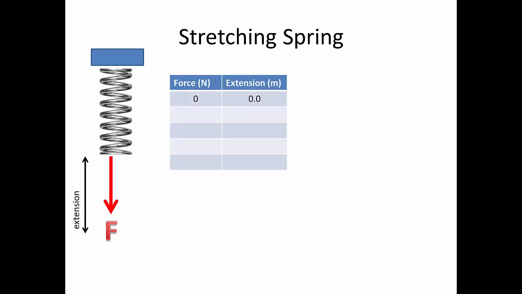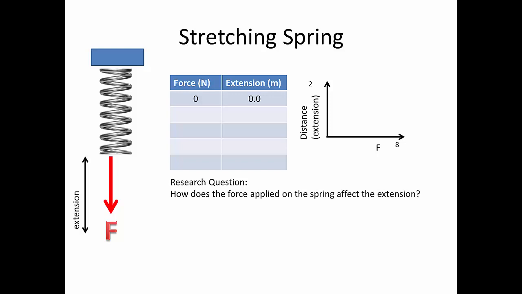What we're going to do is plot a graph of force against extension. This is the graph. Force on the horizontal axis, that's the thing we change, and extension will be on the vertical axis. So the research question is this: how does the force applied on the spring affect the extension? So we're going to apply different forces and see what the extension is.